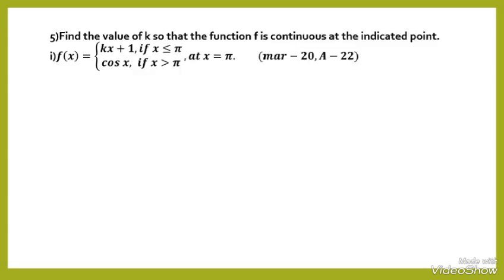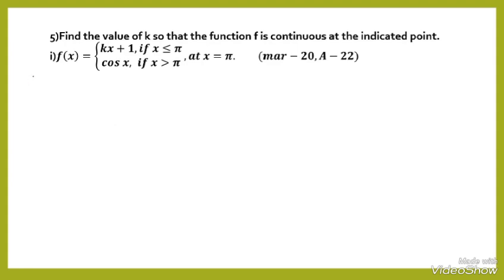Next problem. Find the value of k so that the function f is continuous at the indicated point. Okay. Here, the function f of x is 2x plus 1, if x is less than or equal to pi, and f of x is equal to cos x if x is greater than pi, at x is equal to pi.